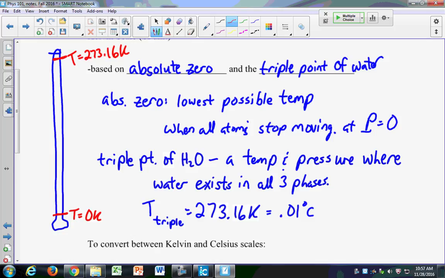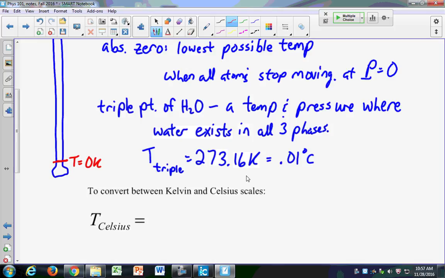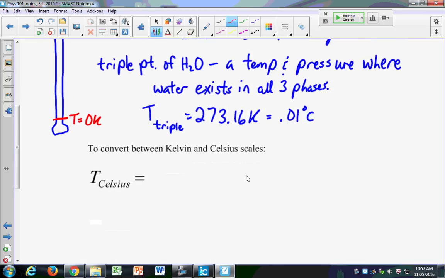We use absolute zero, which is the lowest possible temperature, and then we also use the triple point of water. Now, to convert between Kelvin and Celsius scales, a Kelvin is equal to a degree Celsius. And in order to convert between those scales, we would say that the Celsius temperature is equal to the Kelvin temperature minus 273. We'll just say 273.